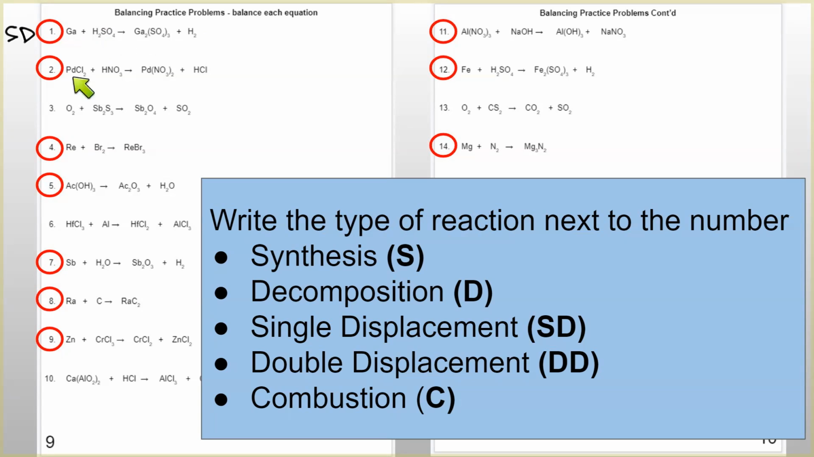The next one, I have PdCl2 and HNO3, and I've got a big mess going on. So what I'm going to do is I'm just going to look at an individual element. Let's follow one single element, and let's see if we can figure out what's going on. Apologies, I had a tiny interruption there. So what I'm going to do is I'm going to follow one individual element. Let's follow Pd. Let's see what Pd did.